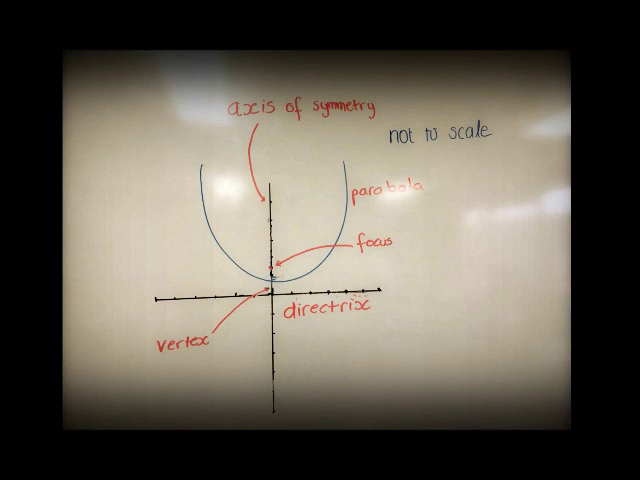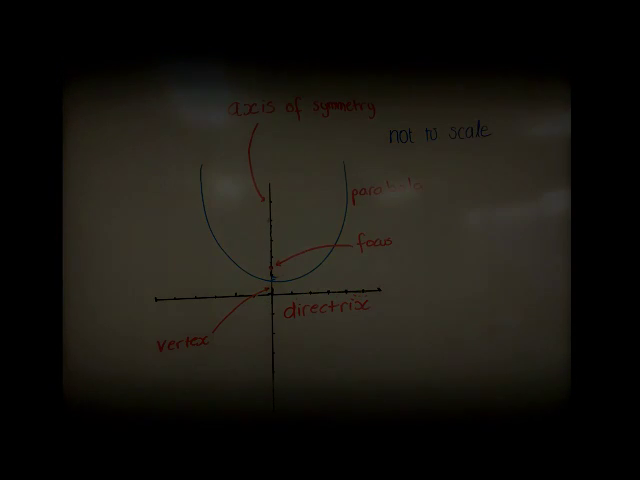The vertex is the point where the parabola makes its sharpest or most significant turn, usually at the middle, and is halfway between the focus and directrix.